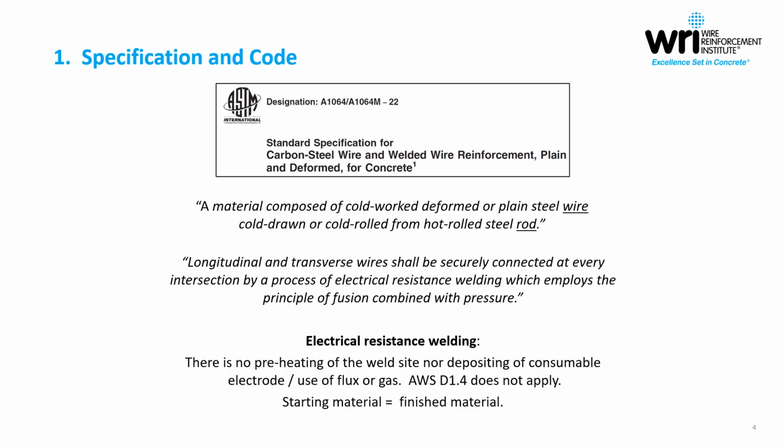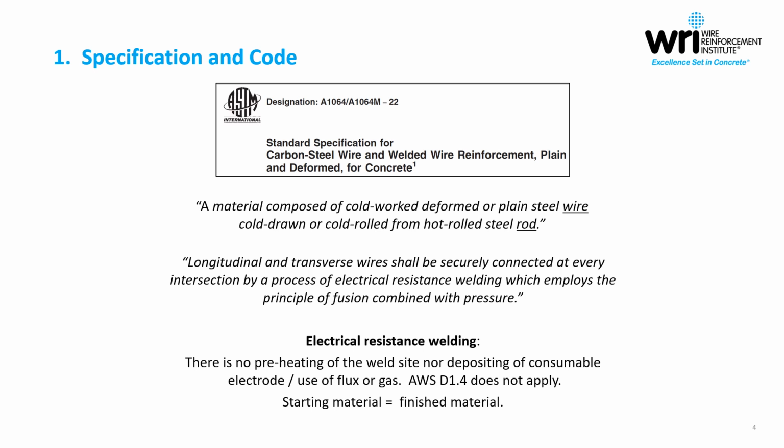So first, we start with a brief discussion of the material specification itself. Welded wire reinforcement is found in ASTM A1064, and it is defined as a material composed of cold worked, deformed, or plain steel wire that is cold drawn or cold rolled from hot rolled steel rod. It goes on to say that longitudinal and transverse wires shall be securely connected at every intersection by a process of electrical resistance welding, which employs the principle of fusion combined with pressure.